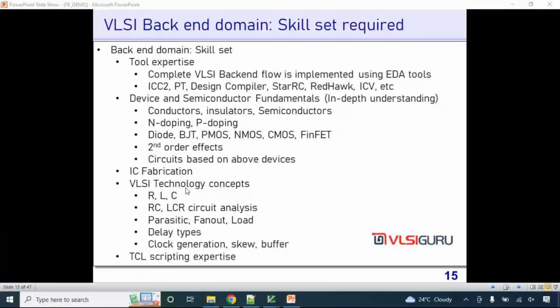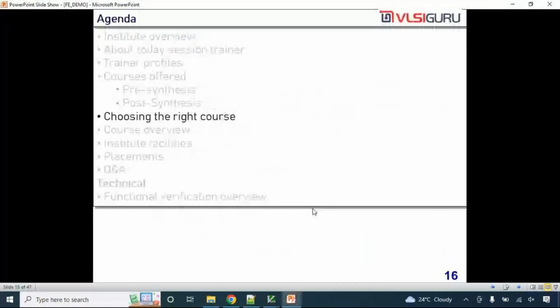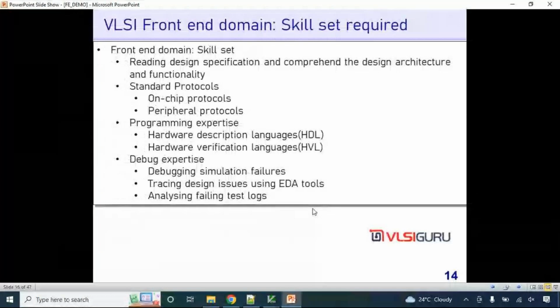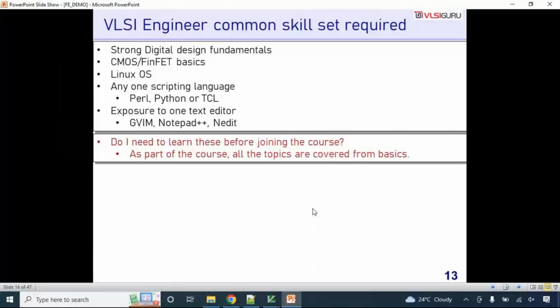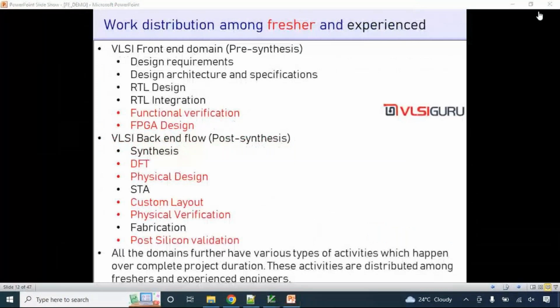Now, choosing the right course. How to choose the right course? Let us talk about that. To choose the right course, what you need to understand is the different VLSI job roles, design requirements, architecture, design, different domains in the VLSI flow. Wherever you see the red color, this is where the fresher opportunities are. Whichever you see in red, these are the domains where freshers are majorly hired. In other domains, experienced people are hired.